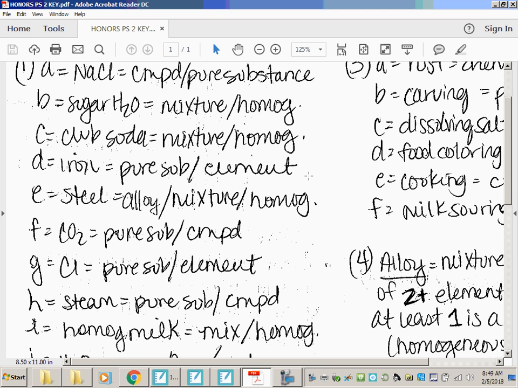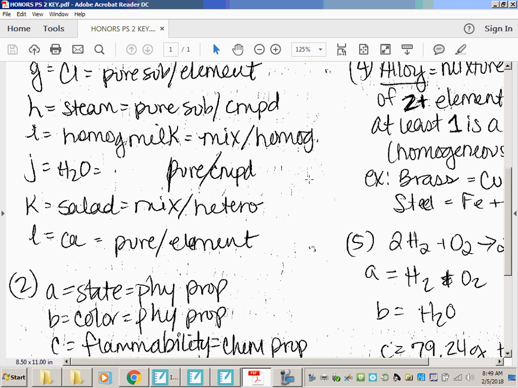So it's a mixture, but it's actually a mixture of two things. Does anybody know what steel is made of? Iron and carbon. Very good, which is going to help you. That was like part number 4, an alloy. F, carbon dioxide is a pure substance, a compound, because it's made of 2 elements. G, chlorine, pure substance, which is an element on the periodic table. H, steam is actually water. Water, H2O, is a pure substance because it's made of 2 elements, and so therefore it's a compound.